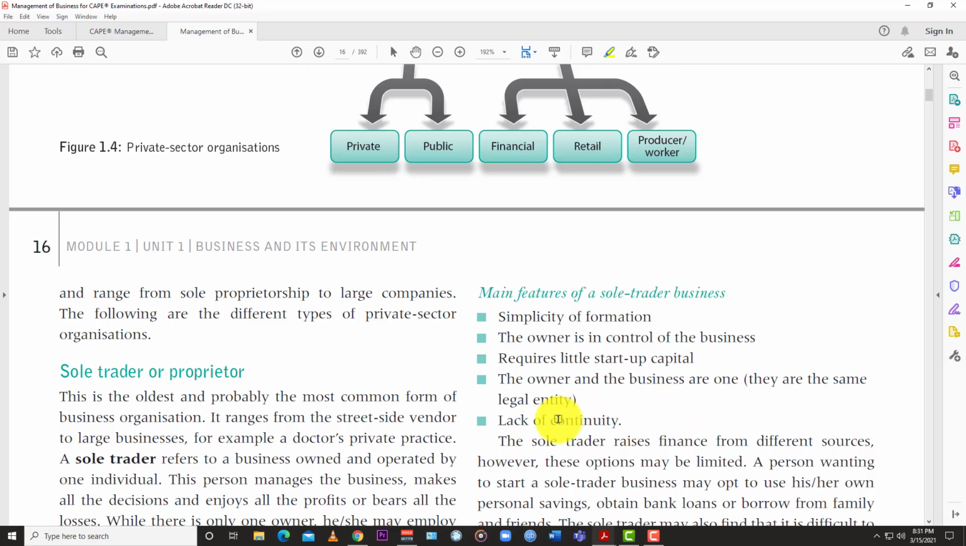And of course, we looked at lack of continuity before. We said that if a sole trader dies, the company ceases to exist. Even if somebody resurrects it in the same name, legally, it is not the same company.